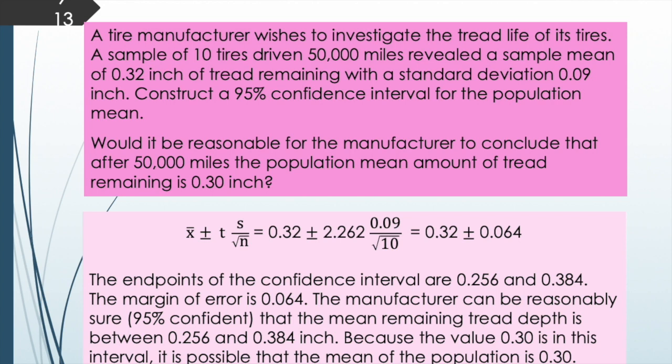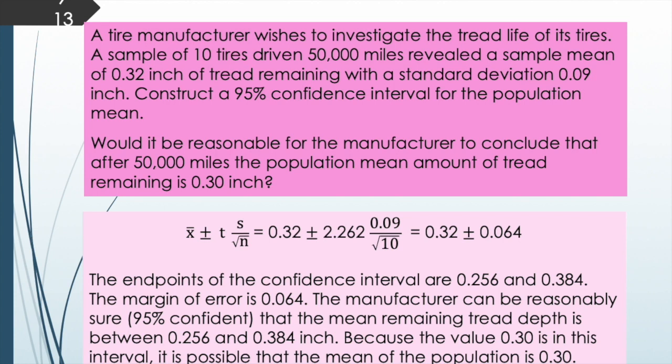So here's again the formula we're going to use. We plug in that sample mean of 0.32. We already found earlier, when I first showed you how to find a T value, that for a 95% confidence interval with a sample size of 10, the corresponding T value was 2.262. Then we multiply times the sample standard deviation of 0.09 inch divided by the square root of 10, 10 being our sample size. And so here we would have 0.32 plus or minus 0.064. This 0.064 is what we call the margin of error. And so what's our range? Our min is 0.256 and our max is 0.384.